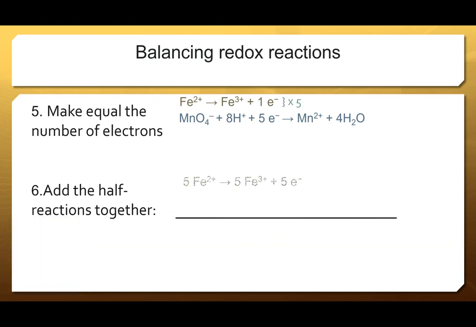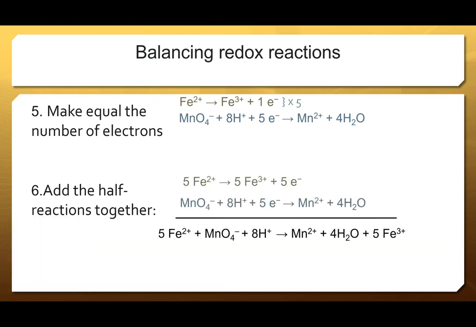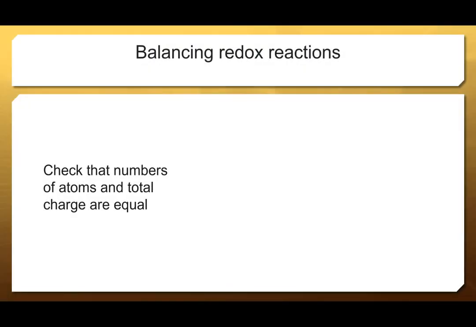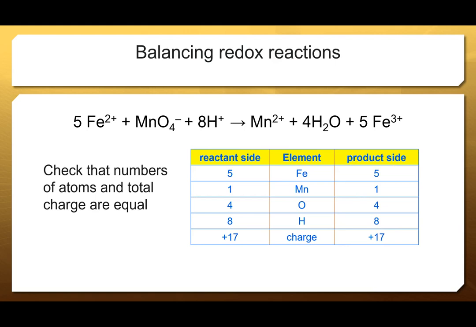Clear this all out so you can see this in a prettier format. And then, as always, check your work because it's easy to make little mistakes. So the best way to check your work is just to tally what you have on each side. So we start with 5 iron, we end with 5 iron. We start with 1 manganese, we end with 1 manganese. 4 oxygen, 8 hydrogen, and then you can look at the charges and make sure those are balanced as well.